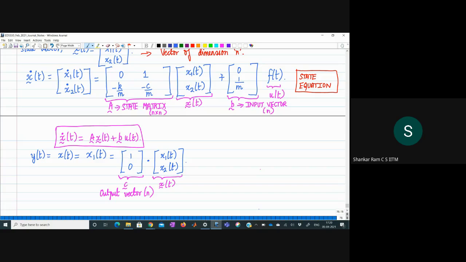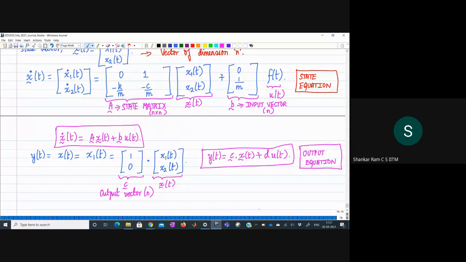And in general, the output equation for a single input, single output system takes the form C dot x plus D u of t. So this is the general form for the so-called output equation in the state space representation. The state equation and the output equation put together form the state space representation.